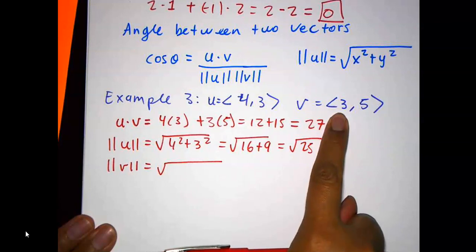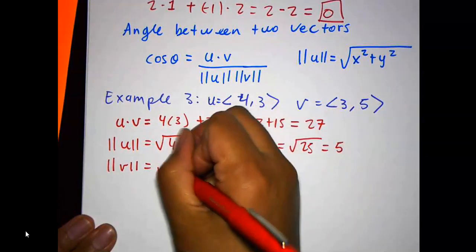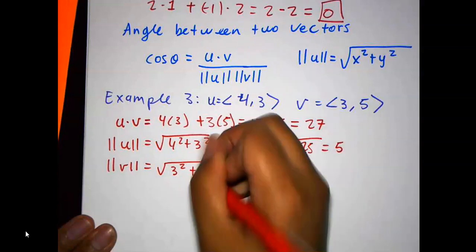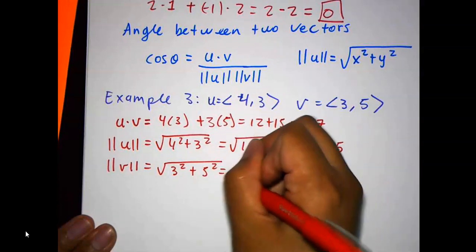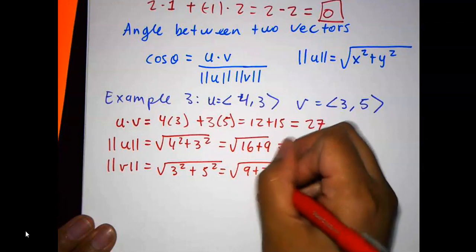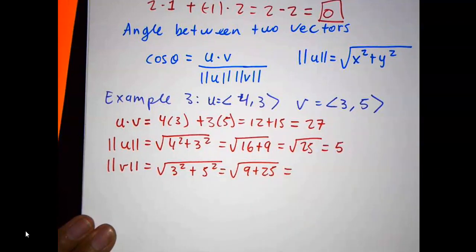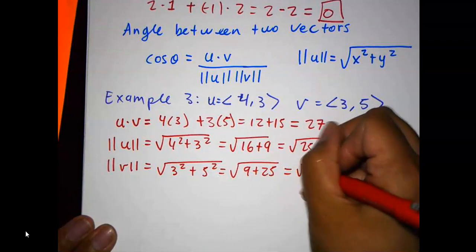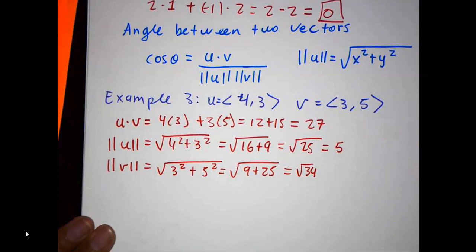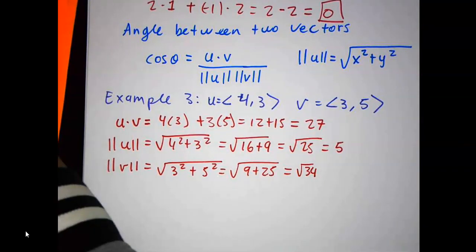Magnitude of v. I got 3 squared plus 5 squared, so it will be 9 plus 25. What's 9 plus 25? 34. Is the square root of 34 a perfect square? No, it's not. Leave it. You guys need me to pause right there?